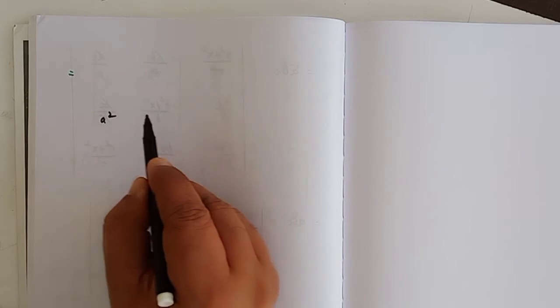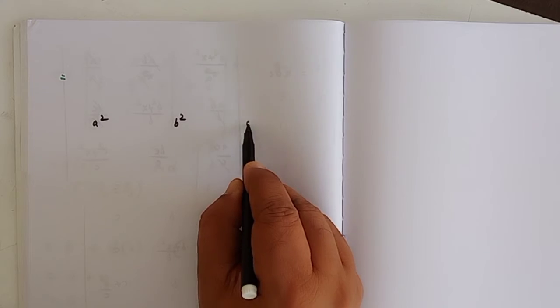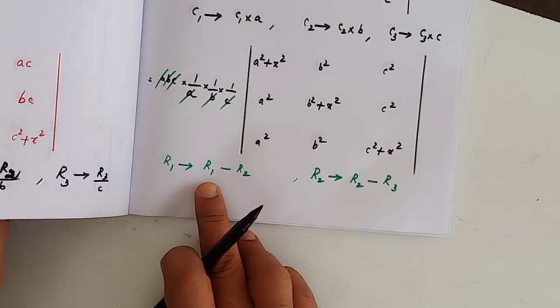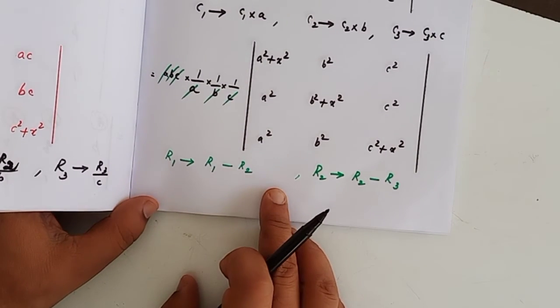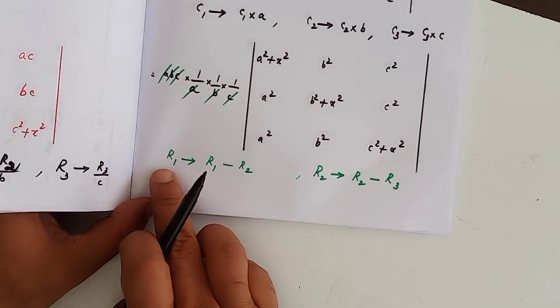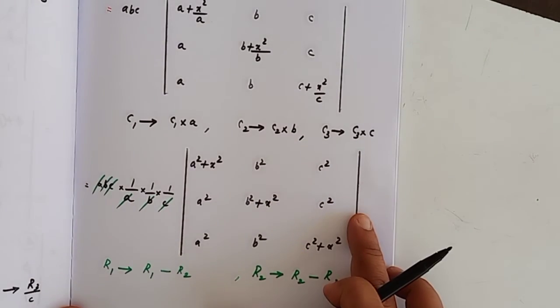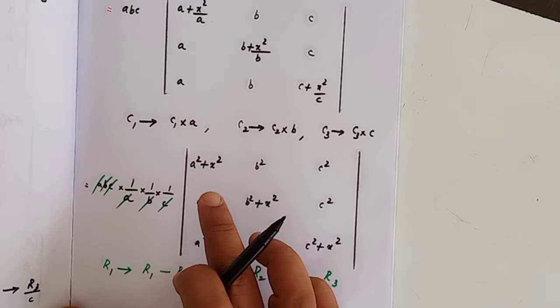a squared, b squared, c squared plus x squared, no change. Now look at the transformation here. R1 and R2 both are to be subtracted, and the resultant should be written in R1. This is R1, here we have R2. I am subtracting R1 and R2.